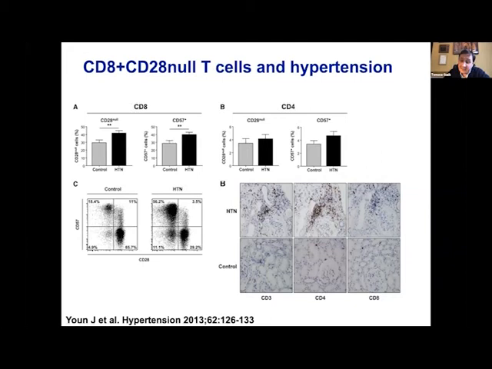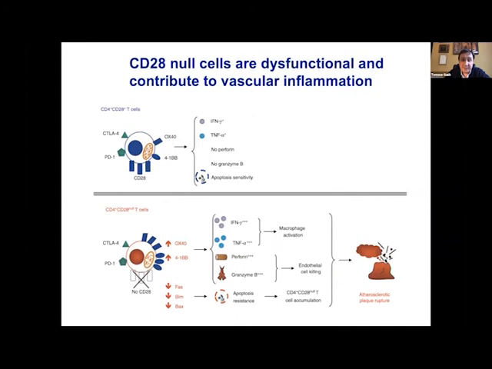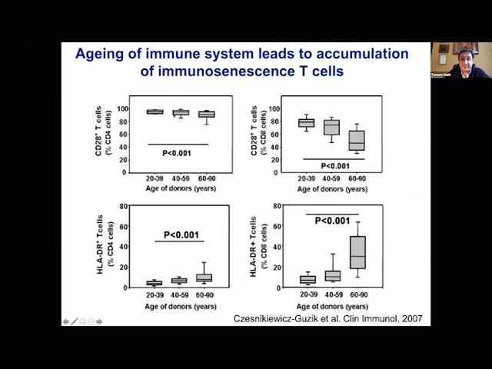Moreover, in a study in 2013, Korean investigators have shown that they are very strongly associated with hypertension itself. And these are CD28 null T cells. They release the cytokines that we have just shown are overtly released by cells infiltrating the blood vessel wall in hypertension and atherosclerosis, and they can damage the vascular function.